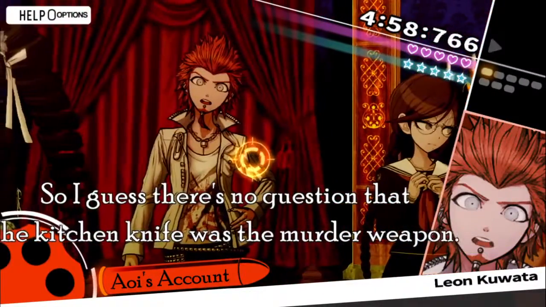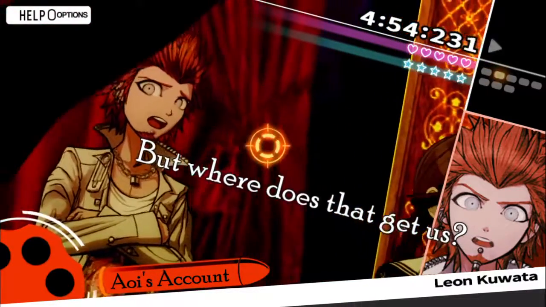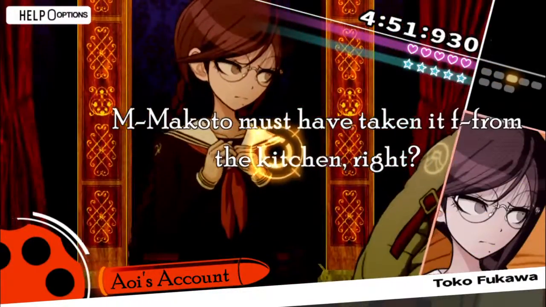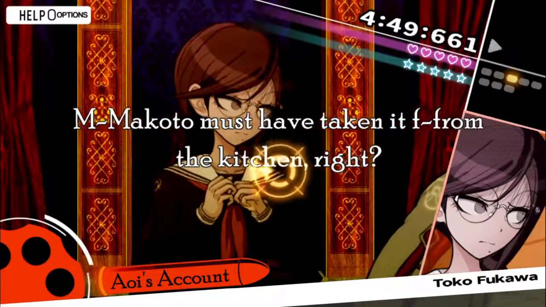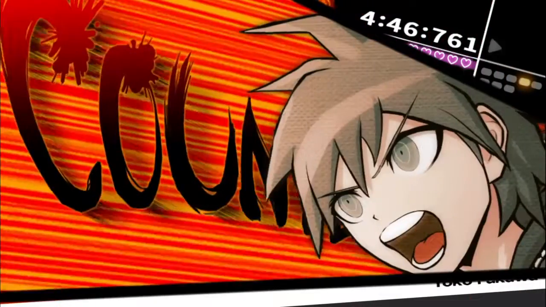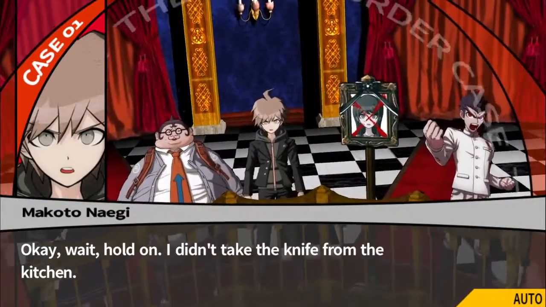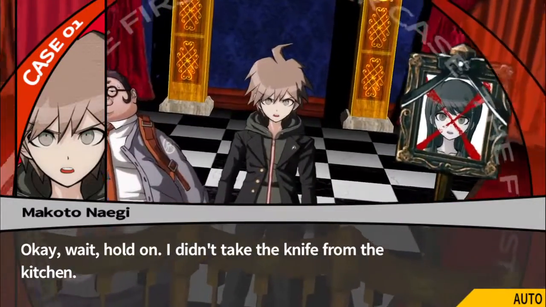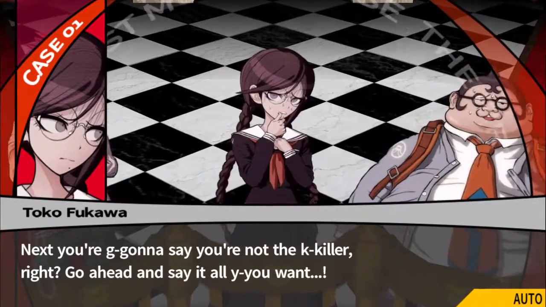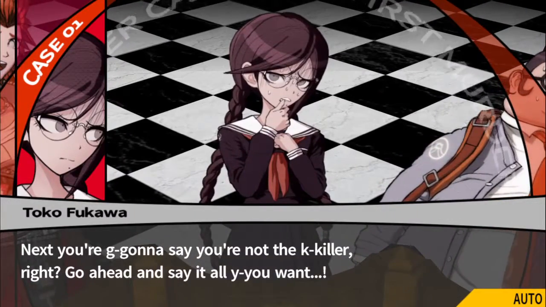So I guess there's no question that the kitchen knife was the murder weapon. But where does that get us? Makoto must have taken it from the kitchen, right? He did it in secret when nobody was... No, that's wrong! Okay, wait. Hold on. I didn't take the knife from the kitchen. Next, you're gonna say you're not the killer, right? Go ahead and say it all you want.